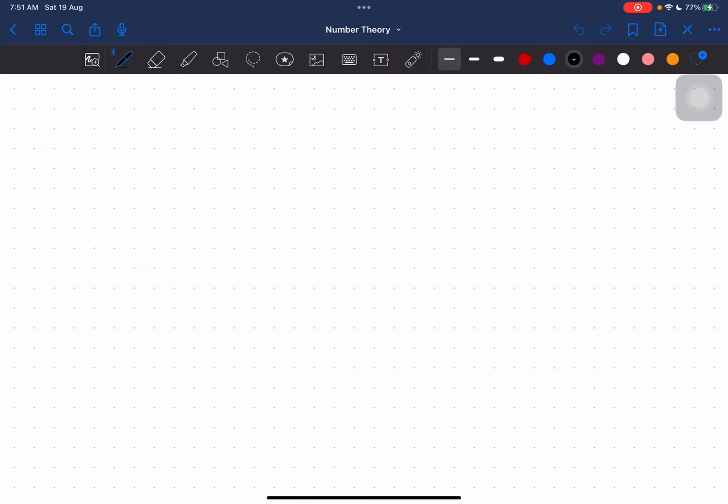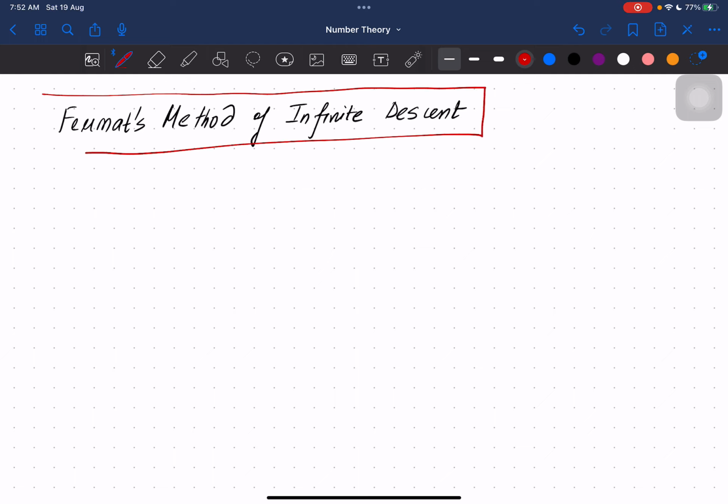So today we'll try to learn a very useful technique that is used to solve Diophantine equations. That is called Fermat's method of infinite descent. In short, we can also write it as FMID. So let me just highlight the name.